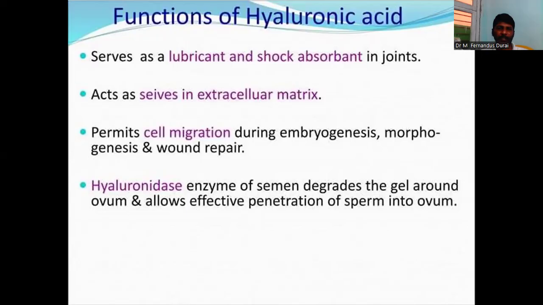It acts as a sieve in the extracellular matrix and permits cell migration during embryogenesis, morphogenesis, and wound repair. Hyaluronidase enzyme of semen degrades the gel around the ovum, allowing effective penetration of sperm into the ovum.